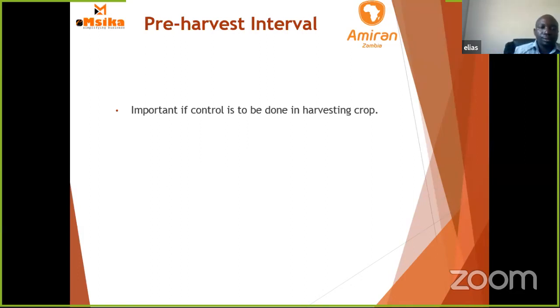Then talking on the pre-harvest interval, this is a very important aspect which you're supposed to practice in terms of the crop that we are harvesting. PHI, or pre-harvest interval, is simply the number of days that one has to wait from the day you apply a certain pesticide to the day when it is safe for you and me to eat that crop.